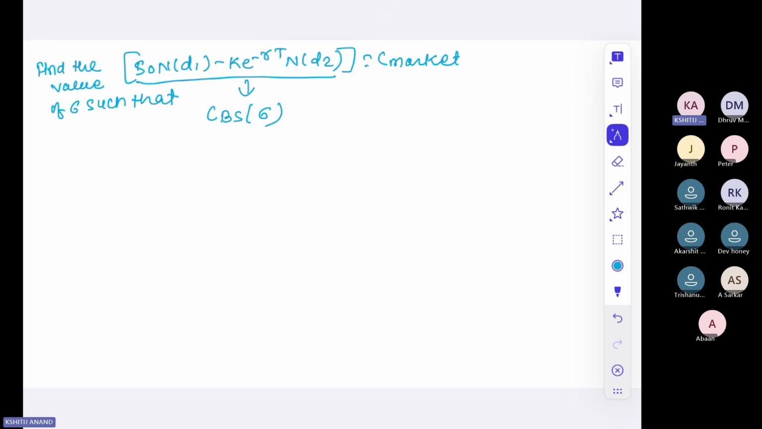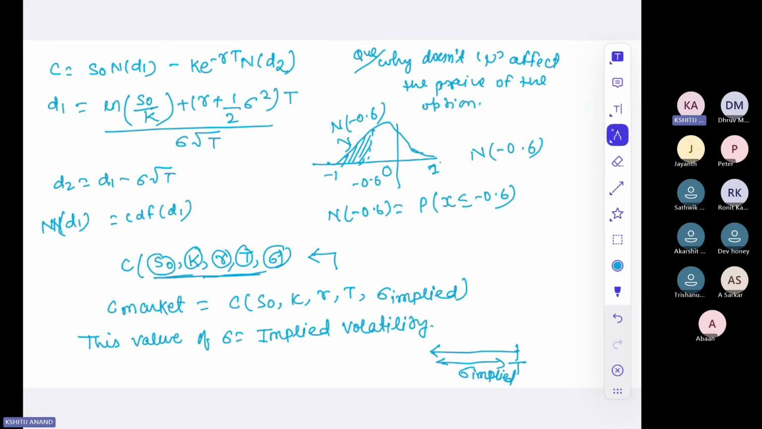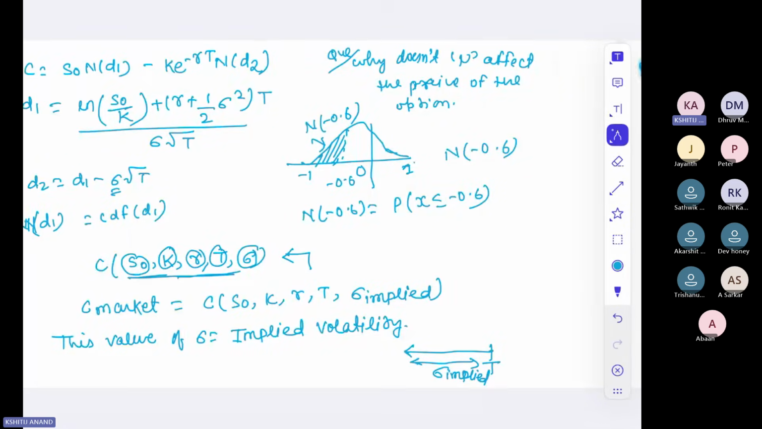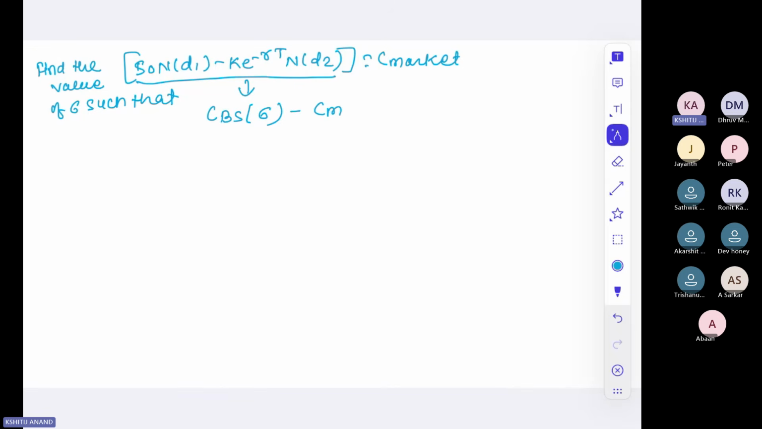You can put in all other parameters, so they will be numbers only, they won't be variables, because you know all these terms. Only sigma will be the variable, because you don't know the value of sigma. C_BS minus C market equal to 0. So you have to find the root of this particular equation. For what value of sigma will this be 0? That value of sigma will be the implied volatility, right?